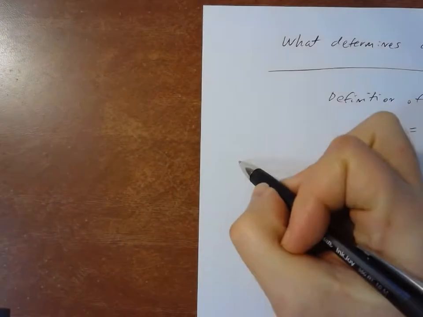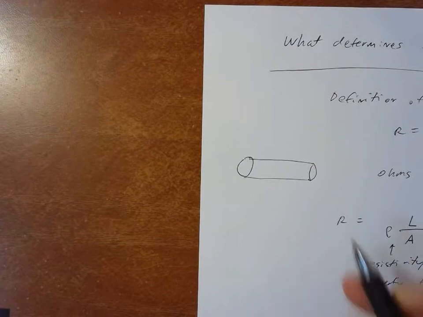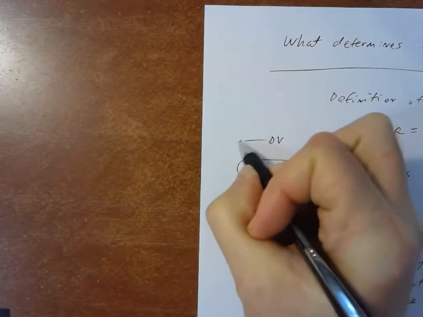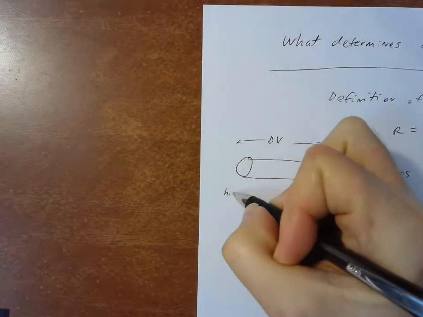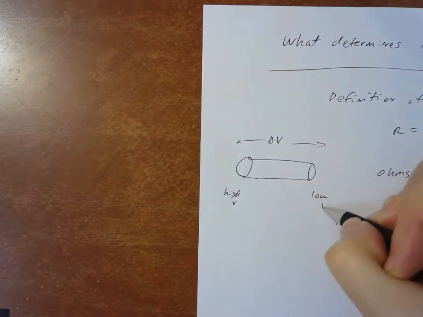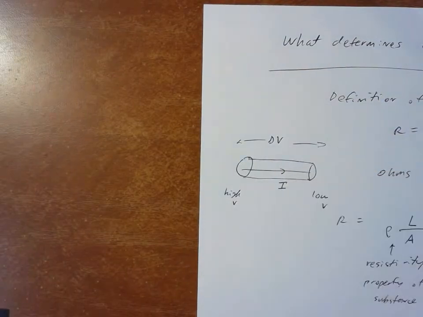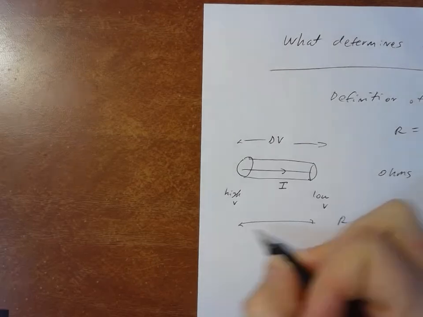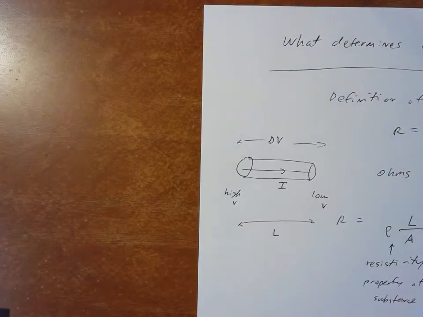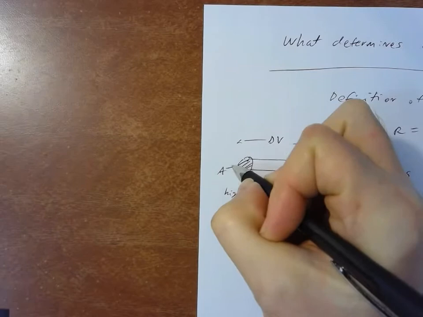So if I were to draw a picture here of a cylindrical object, I would apply a voltage difference between the ends of that object. And if this is the higher voltage end and this is the lower voltage end, then I'm going to have a positive conventional current I that flows towards the lower voltage end of that material, and the length would be the distance between where I apply the voltage difference, and the cross-sectional area would be that area right there.